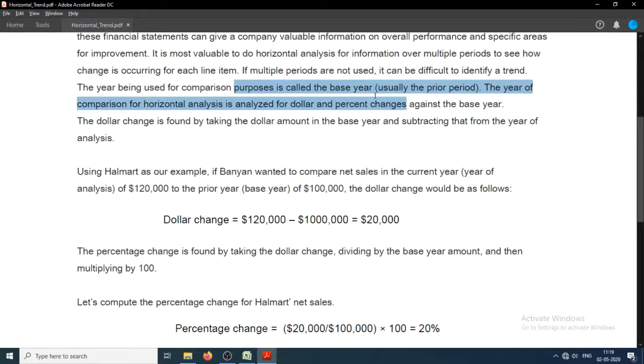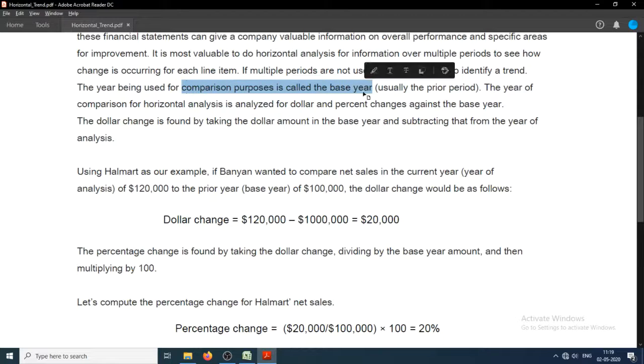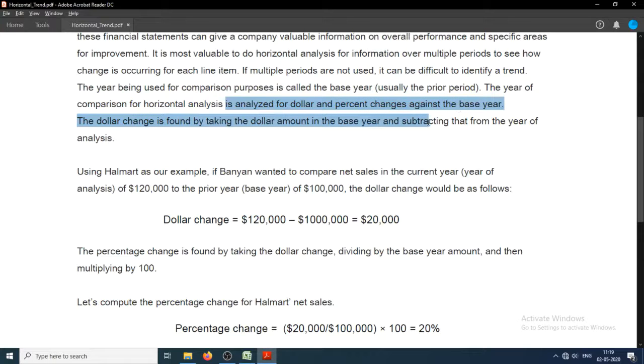What is a base year? A base year is something that does not have any abnormal items in it. Suppose, for example, there's a company called Apple, and Apple Incorporation has a godown fire, that is, it has burnt half of its stock in a loss due to fire. That will not be considered as a base year because it has some abnormal loss which was not meant to happen in the normal course of business.